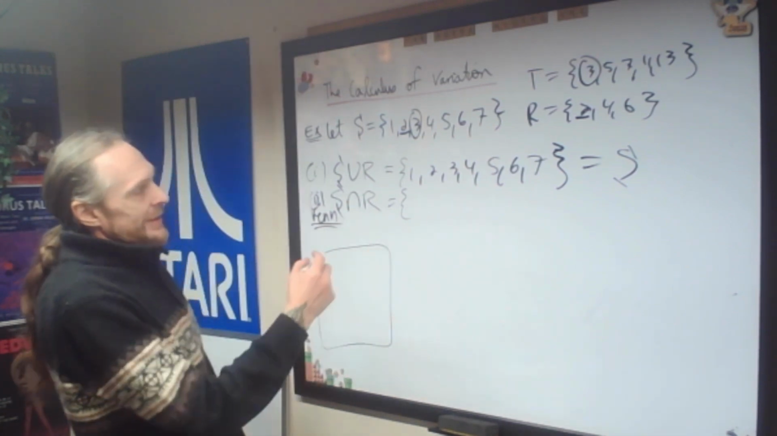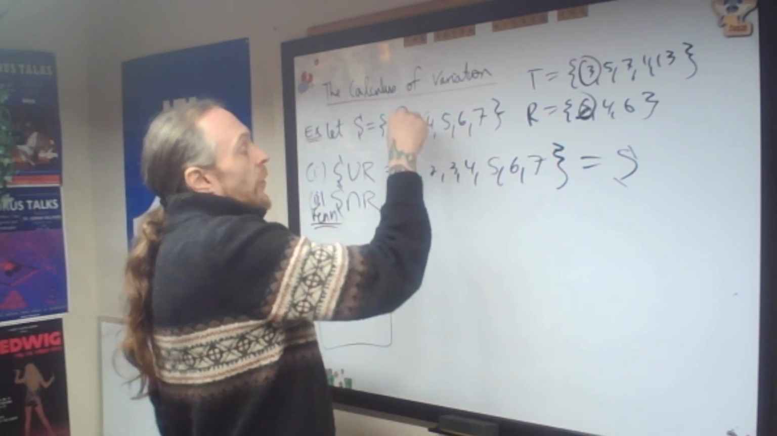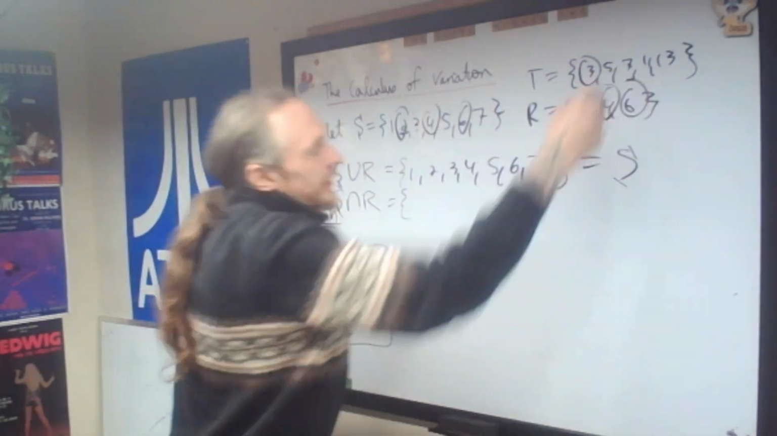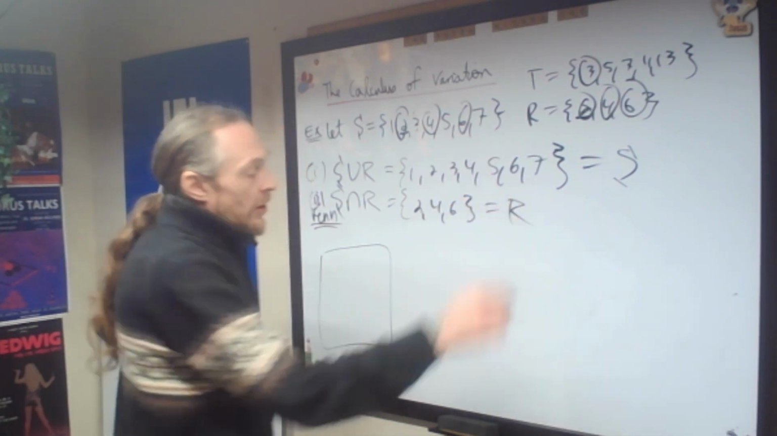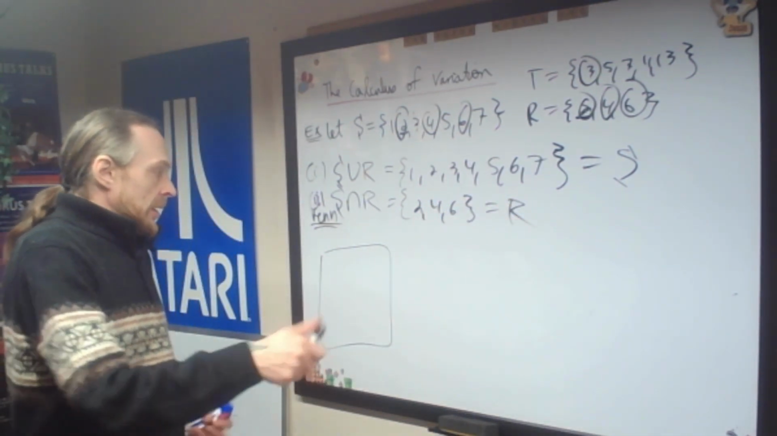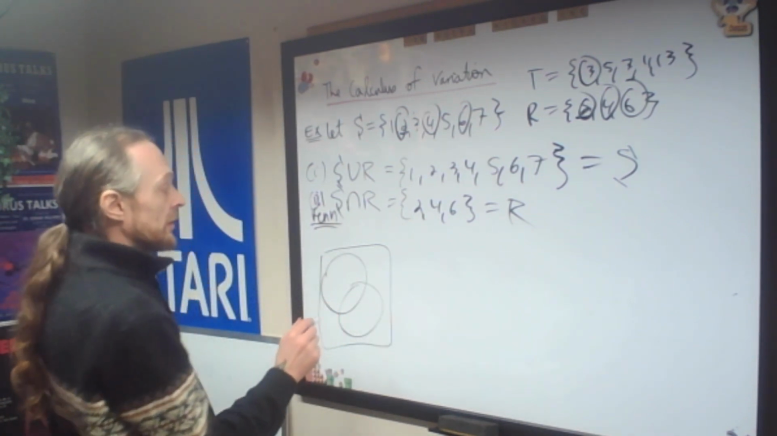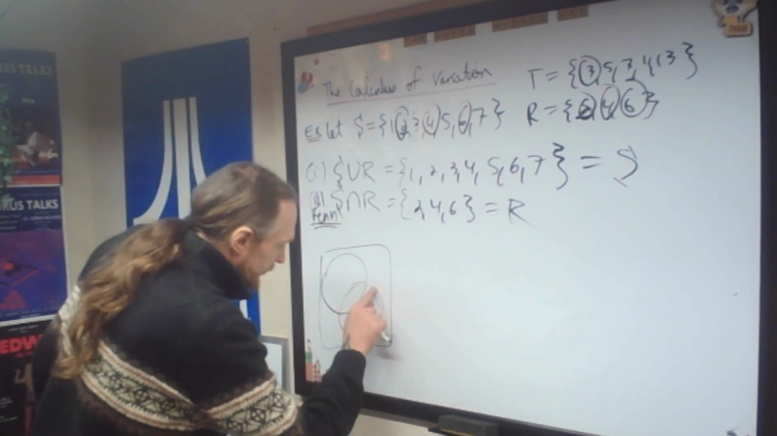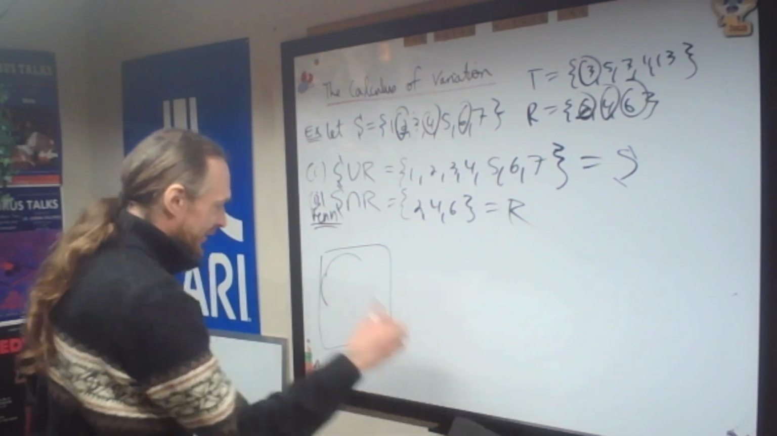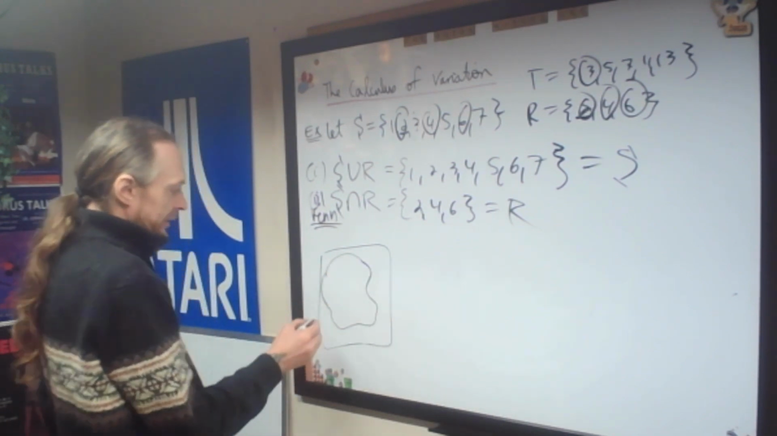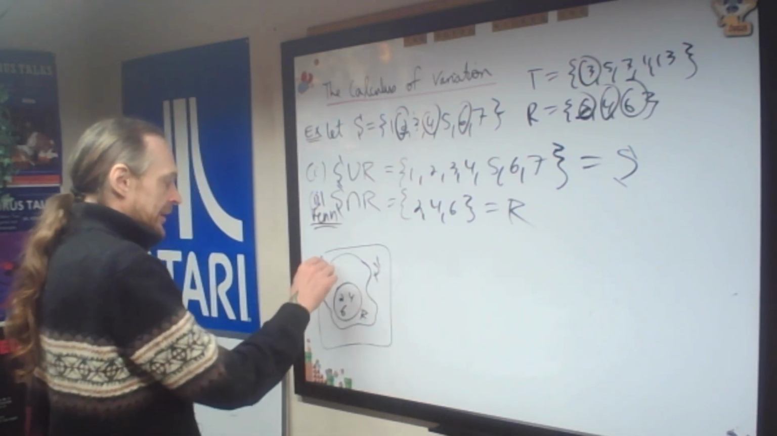Now what am I going to do? Intersection says it has to be in both, so I get the 2. Yes. 3, no bueno. 4, 4, 6, 6. Sacre bleu. 2, 4, 6. This is the smaller guy, R. What does that look like in a Venn diagram? I didn't even need the universe of discourse. Doesn't have to look like this. That's R inside S.